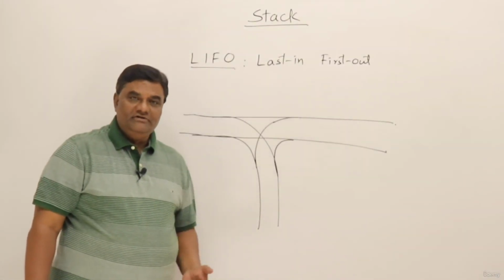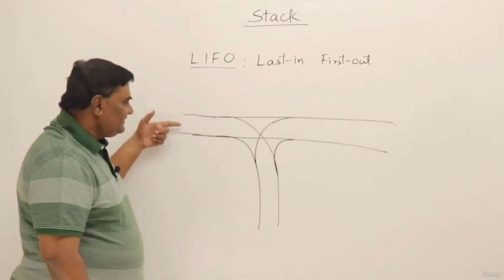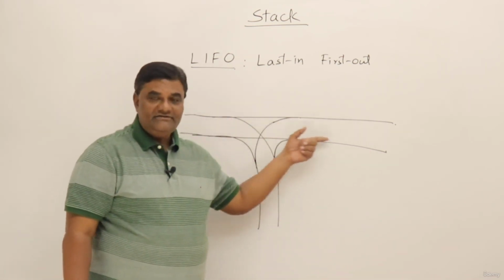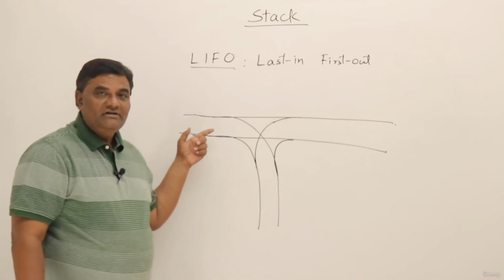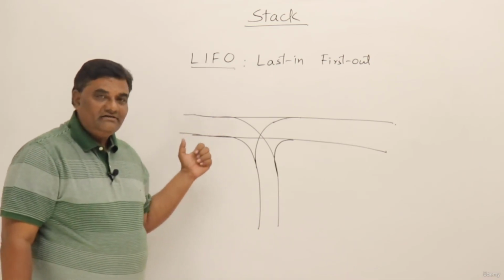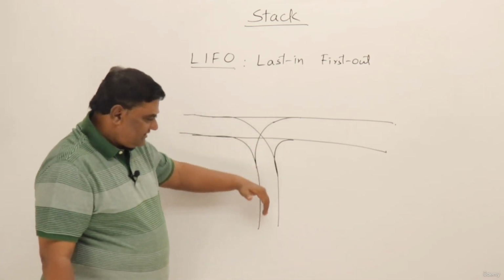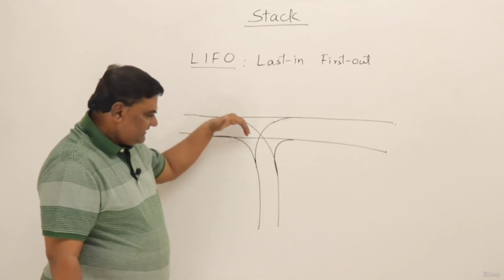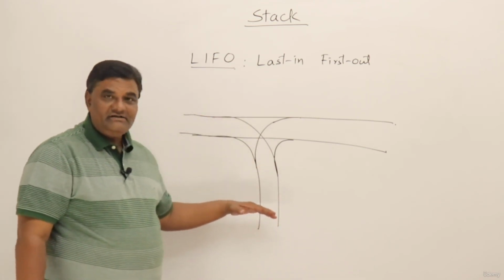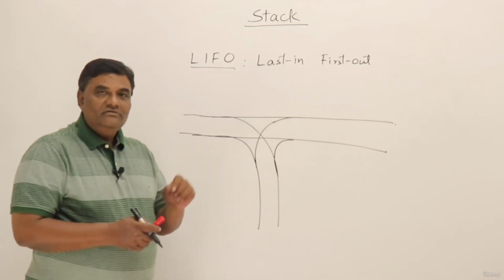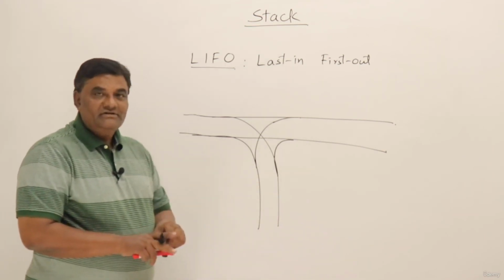Next example of stack. See, this is a railway track, that is, tracks for a train. Then this is one more track, an extended track. This is called a shunting yard. Now let me show you what is the use of this.